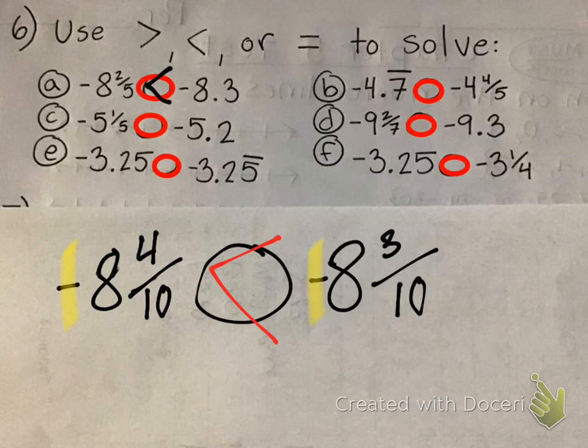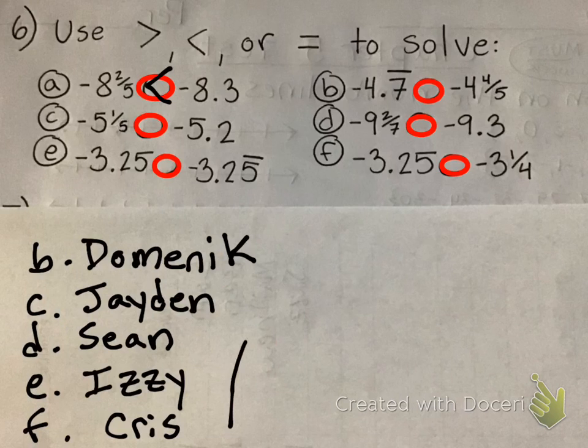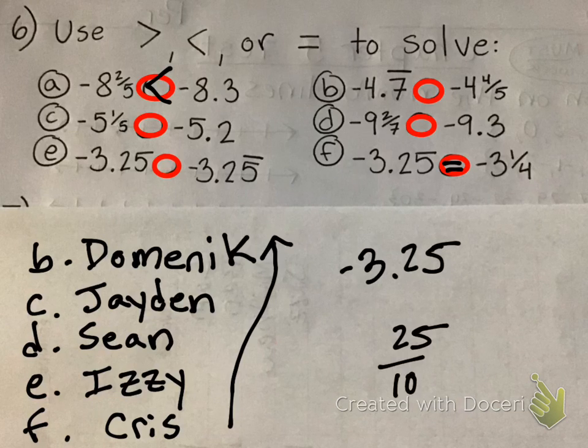Keep going. So let's see. We're going to start from bottom to top. Chris, what's the answer for F? What'd you get? That they're equal. Exactly. We know that because -3.25, 0.25 is 25 over 100, which simplifies to 1/4. Again, if we divided 1 into 4 groups, we would get 0.25. So we find out that they're equal.